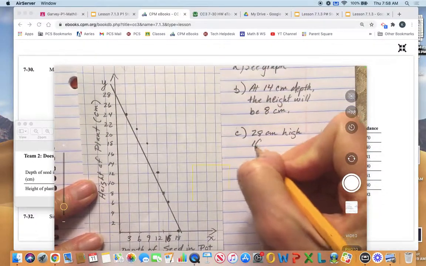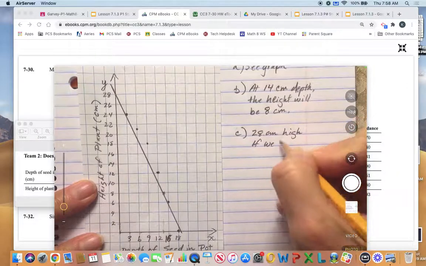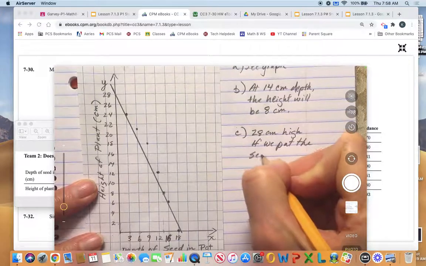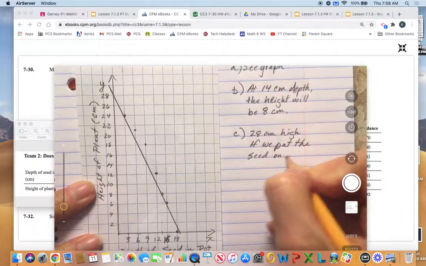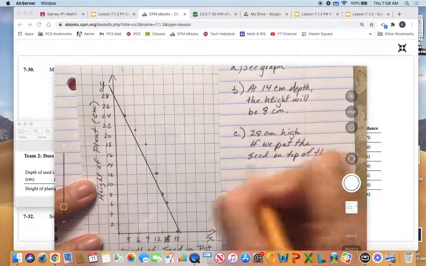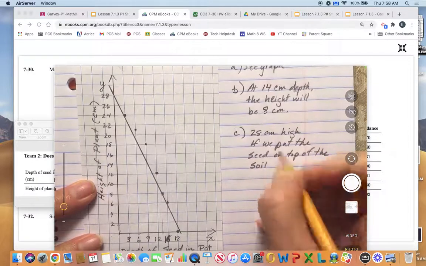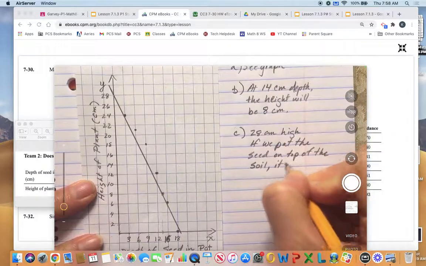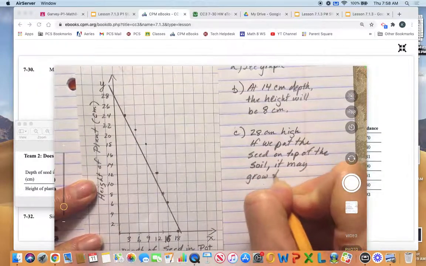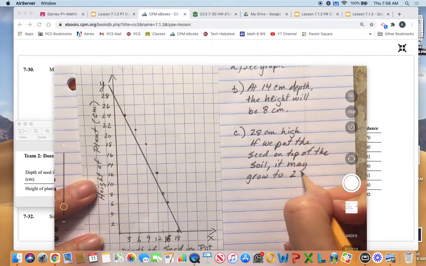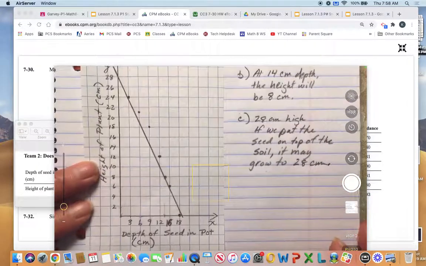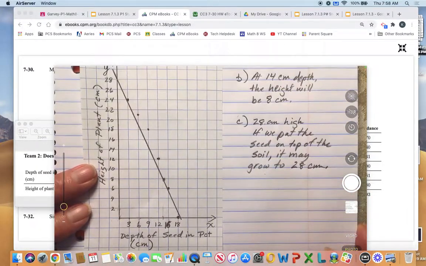So if we put the seed on top of the ground or the soil, it may grow to 28 centimeters. Okay, but that's just a speculation. We're not really sure whether that happens or not.